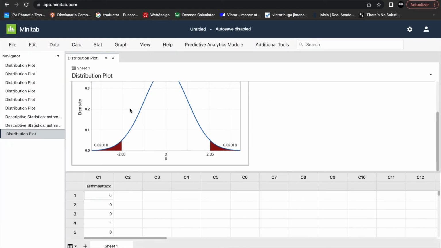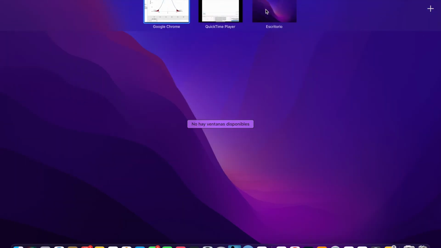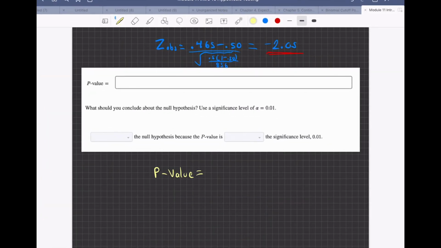So add these two numbers. That is going to be the p-value. 0.02 plus 0.02 is going to be 0.04. So the p-value is going to be 0.02 plus 0.02 equal to 0.04. There you have it. So what do we do? Do we reject or not?